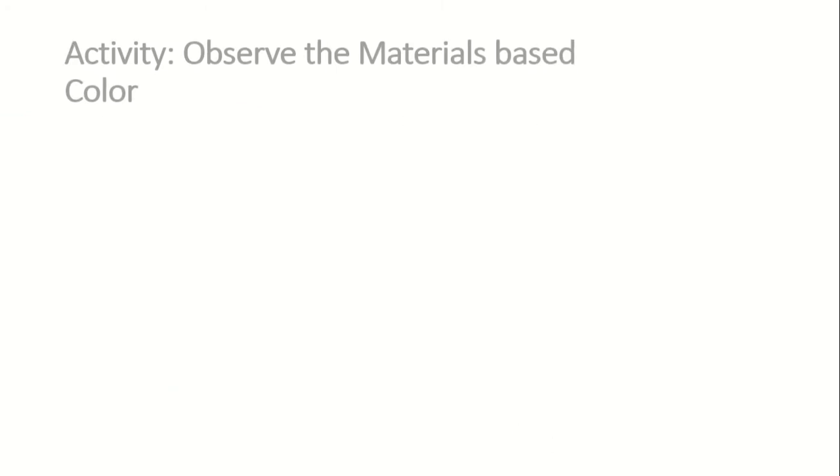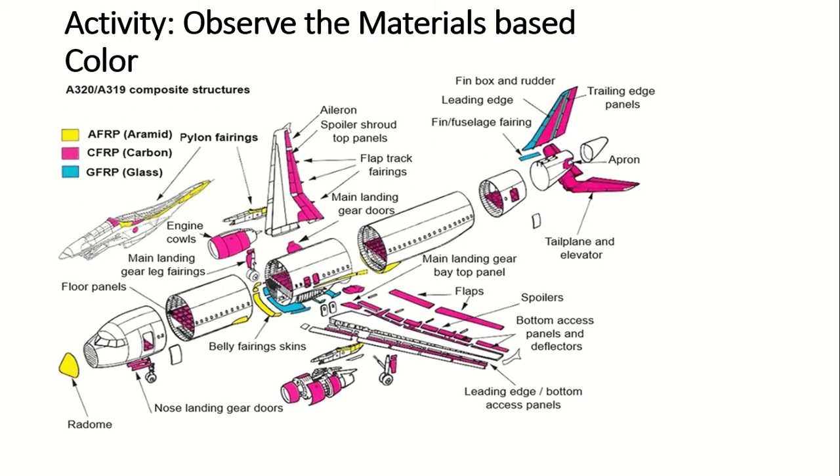Look here. Let us have a small activity. Observe the materials based on color in an aircraft component. Here we have three colors. One is AFRP, that is aramid fiber reinforced plastic, then carbon fiber reinforced plastic, and next is GFRP, that is glass fiber reinforced plastic. Based on the color, you can see which component of the aircraft is made of which material. All these are composite materials. They are lightweight structures and also possess good strength, so they are used.